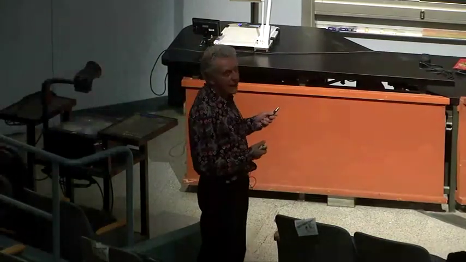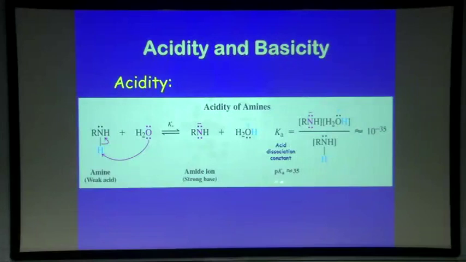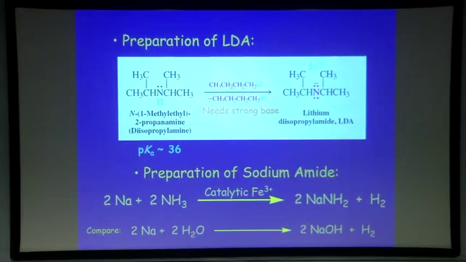Because the corresponding amide anions are very strong bases. And we know that. That's why we use diisopropylamide as a strong sterically hindered base. And the pKa, therefore, is 35. Now, this contrasts with alcohols, where this is an oxygen, much more electronegative. The pKa is 15.